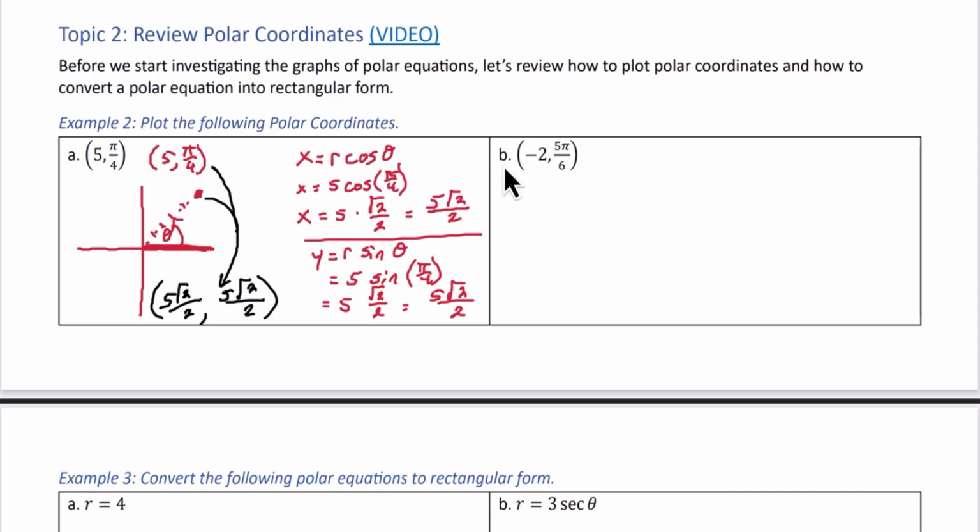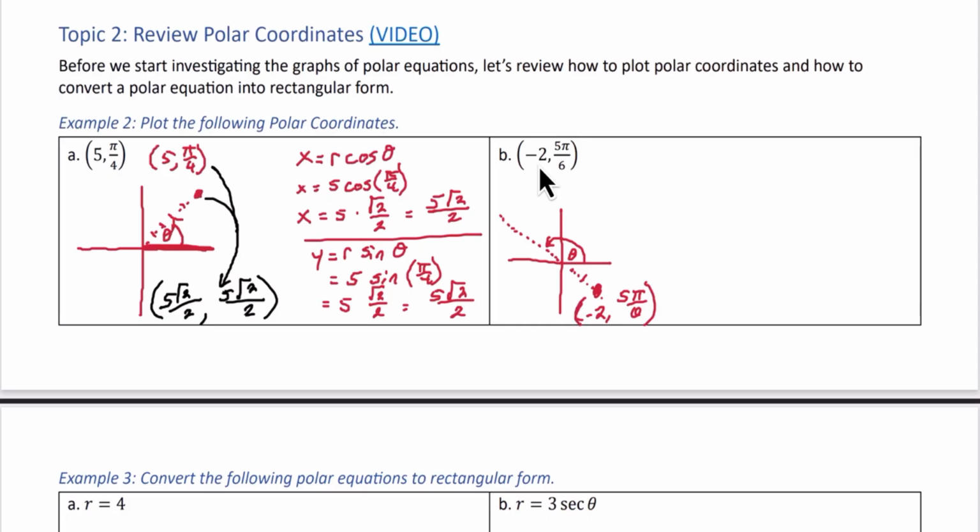In the next example, we're looking at -2, 5 pi 6. Again, let's get a quick sketch of where that is. 5 pi 6 is somewhere over here in quadrant 2. There's our theta. And r is actually negative, so that's going to push us down into quadrant 4, 2 units. So we have this point, -2, 5 pi 6.